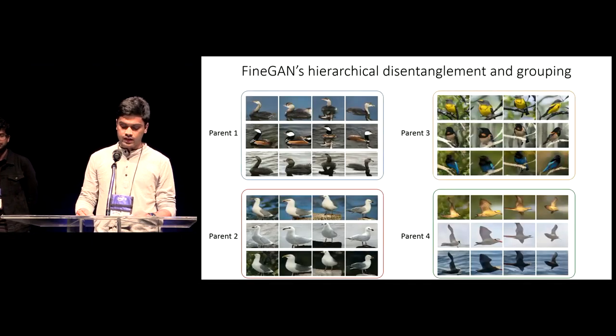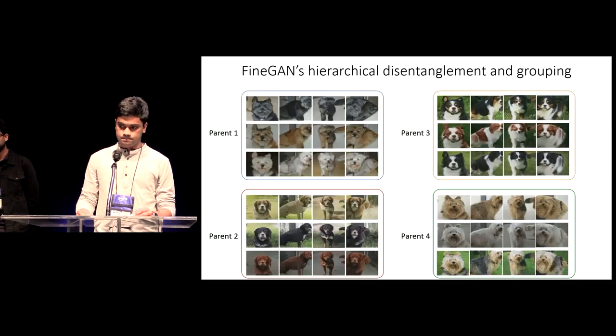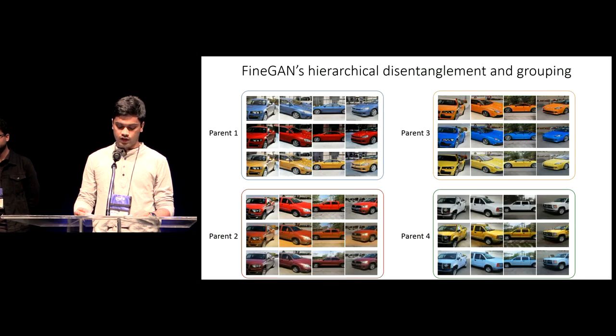This result shows hierarchical grouping and disentanglement learned by Xinggang. For each parent block, all the generated images share the same parent code, reflected in similar shapes of the birds. Each row corresponds to a different child code, which results in different color and texture details. We show similar results for dogs and for cars.